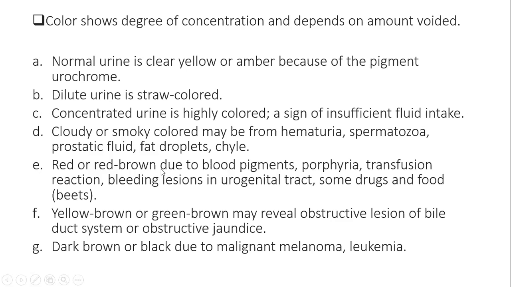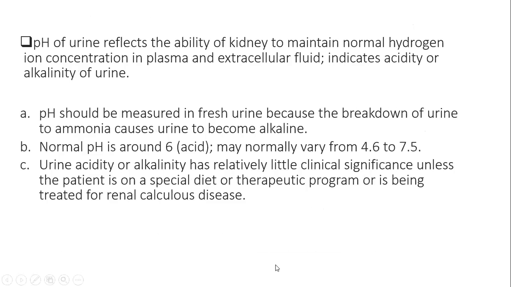And red and brown urine may be due to blood pigments, porphyria, transfusion reaction, bleeding lesions in the genital tract, and some drugs and food may also cause the discoloration of the urine. For example, some drugs like rifampicin and foods like beets may cause urine to be red. Yellow-brown or green-brown may reveal an obstructive lesion of the bile duct system or obstructive jaundice, and dark brown or black due to malignant melanoma and leukemia.